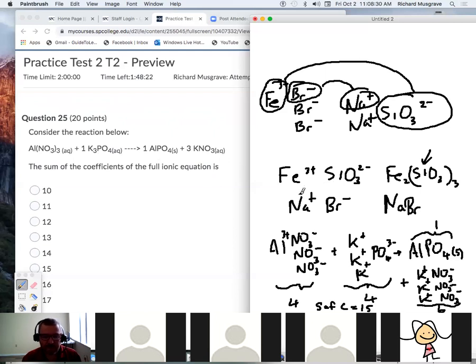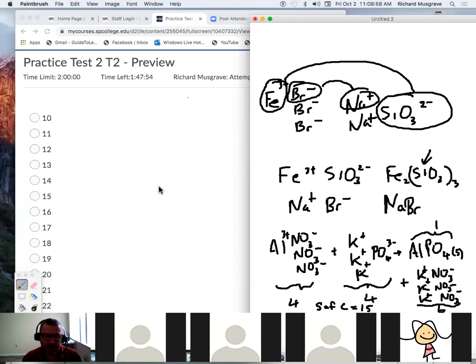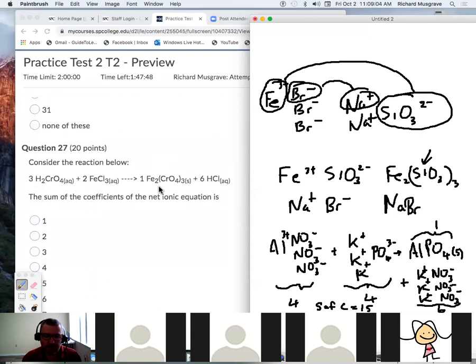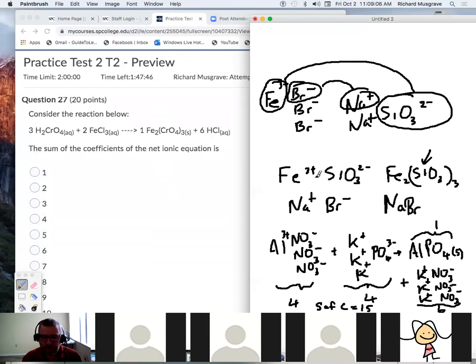Would you recommend splitting them up before trying to get the sum of the coefficients? Well, it depends. If you can look at this and tell immediately just by looking at it that it's 6 particles, then it's easy. Okay, thank you. But if you're still not sure about it, then you should split them apart. All right. This one is asking for the net ionic equation.